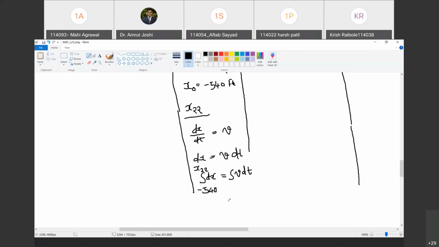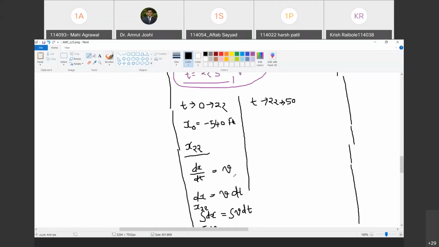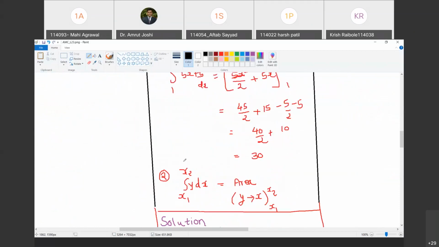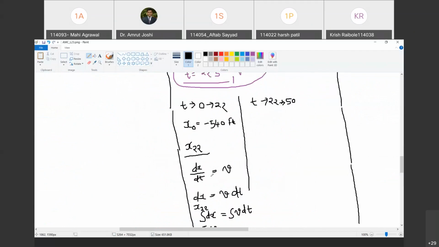Are you with me? Yes, sir. And when motion commenced, what was the initial velocity? दिया है क्या? Nothing is mentioned. Initial velocity is given as 60. Do you agree with me? Yes, sir. So at t equal to 0, the velocity was not 0. Velocity is already 60 feet per second. You have to understand that. Are you with me? Yes, sir.